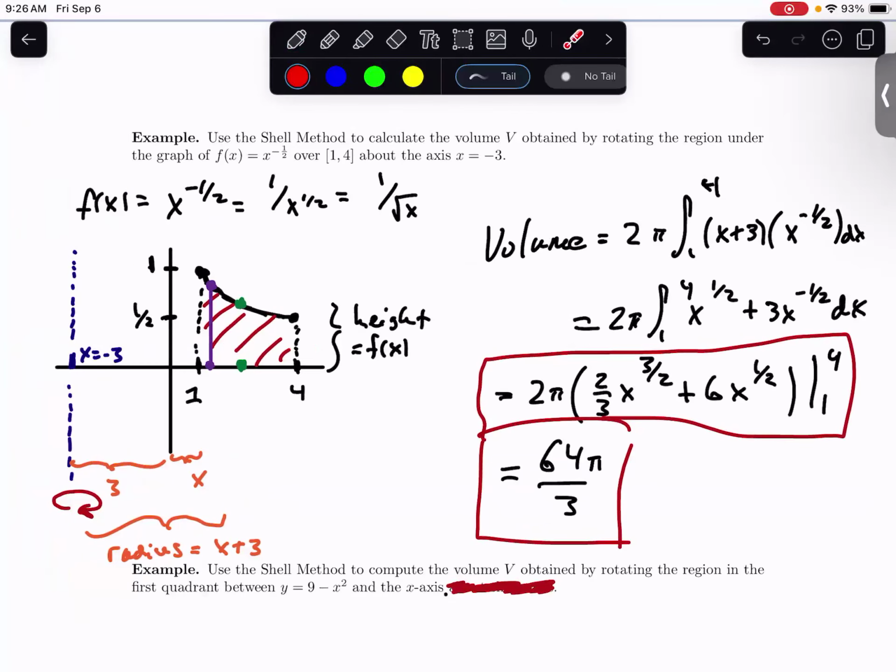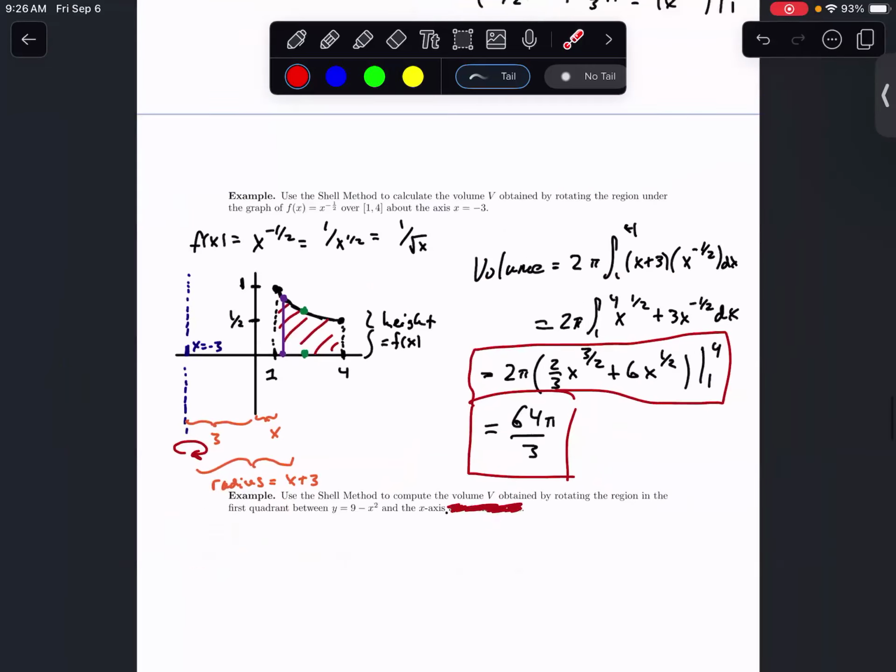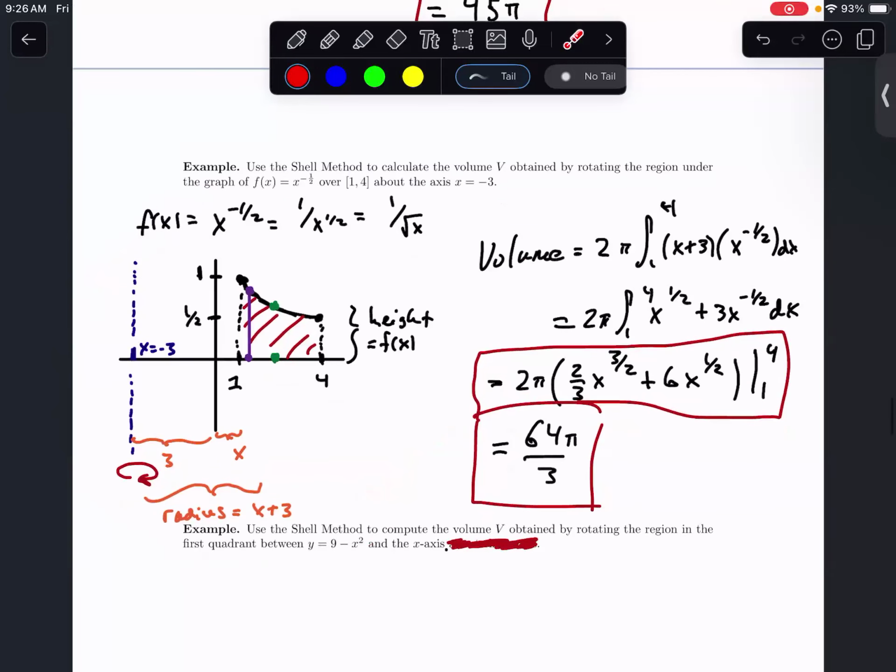Okay, yeah, so it really isn't that bad. As long as you draw the picture, organize all your information, and know how to plug into the equation, it really isn't that bad. You just have to keep track of the radius and the height. If you keep track of those two things, you can do any one of these problems, really. Okay, any questions about this example?